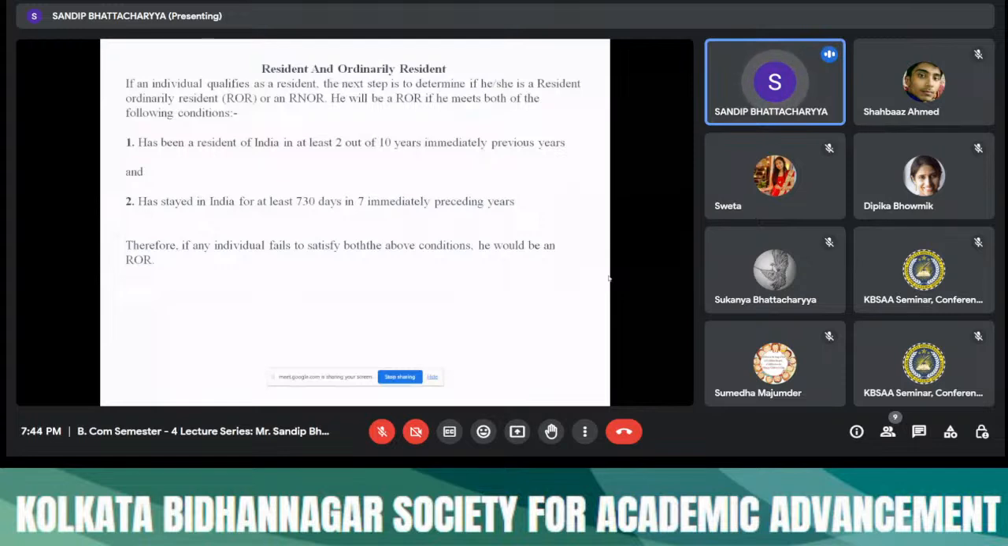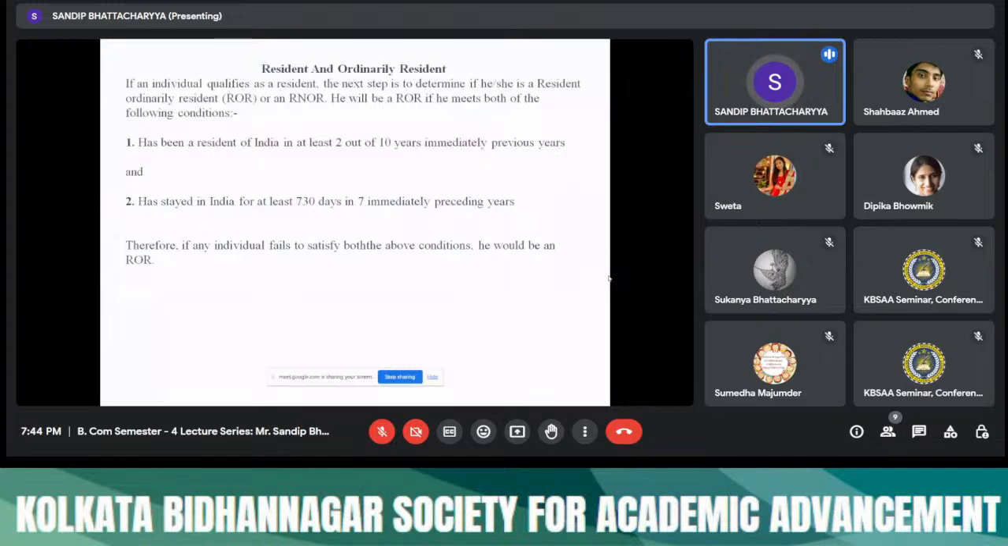So what is my first condition? That is in previous year 182 days, that is number one. Or number two, that is in previous year 60 days and the last 4 years 365 days apart from the preceding one. This is my basic condition under section 6.1. And now I am supposed to consider the additional condition under section 6.6.